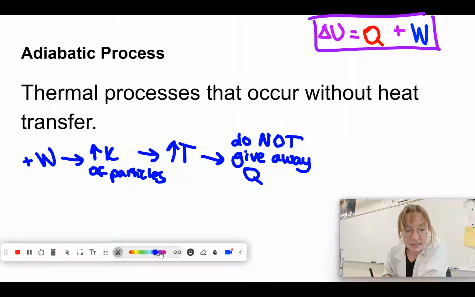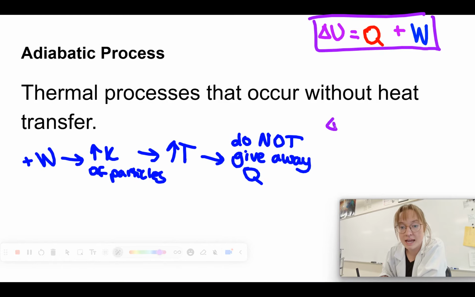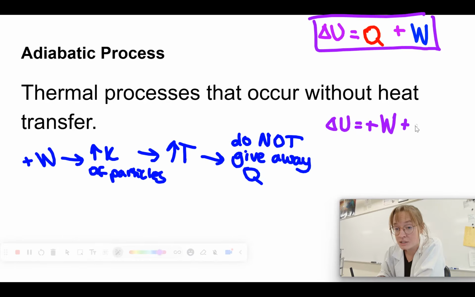If you were to write a delta U equation for this situation, you would say that delta U is equal to Q plus W. First, we added in work, so we would say plus W here. And then the gas wasn't allowed to do anything with its heat except keep it to itself. It wasn't giving it to its environment or taking it from its environment. No heat was being added, no heat was being taken away. So the amount of heat here is 0.